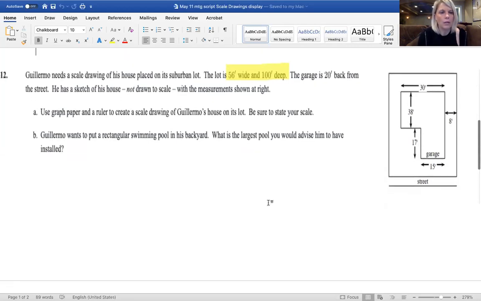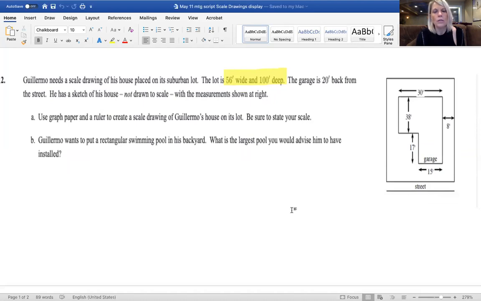For B, it says Guillermo wants to put a rectangular swimming pool in his backyard. What is the largest pool you would advise him to have installed? So there's a lot going on here. We can't just guess, we got to think about the largest width and the largest depth of the swimming pool, how wide and then how deep it'll go in the lot. Think about what we know and what we could figure out from this. I want you to focus on this. It's a multi-step problem.